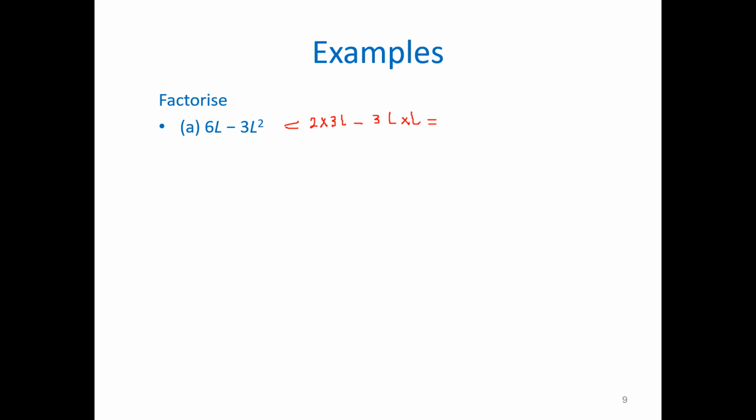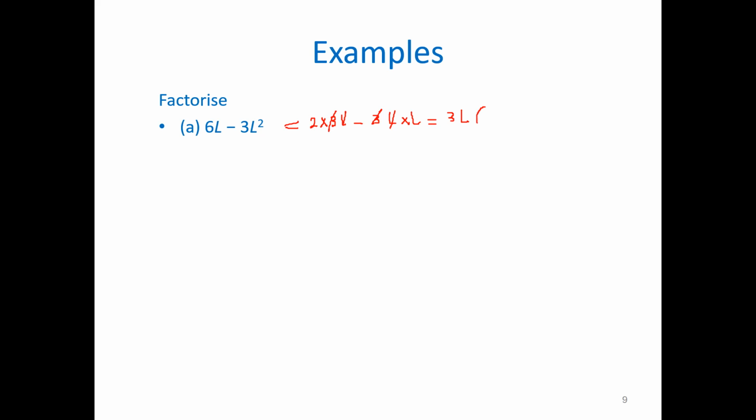So what is the common term between the two terms? What is the common number? 2 times 3 times l and 3 times l times l. So you can see here we have 3 and 3. We can take this as a common factor. We have also l and l. So 3l is the common factor. 2 is not a common factor. The second l here is not a common factor because in the first term there's no more l.